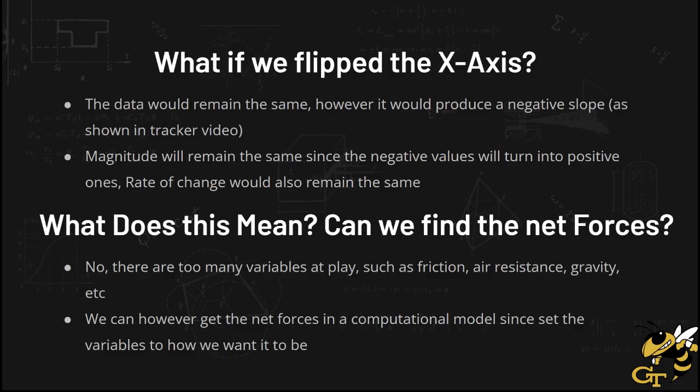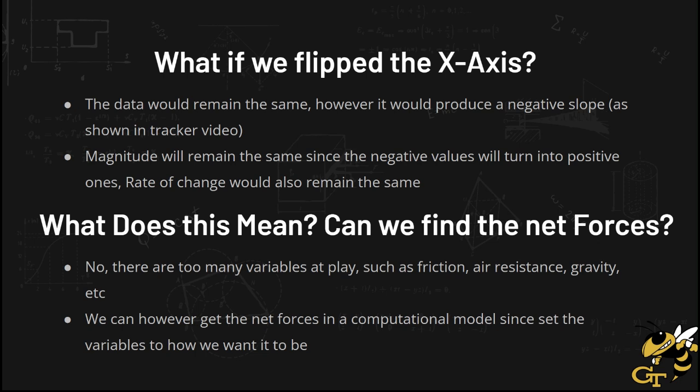Now, what if we flip the x-axis? The data will remain the same, however, it will produce a negative slope as shown in the Tracker video. Remember from earlier in the video when I showed you the Tracker experiment and how the graph produced a negative slope, and that was mainly because we had the video flipped. That's how it would look if we had flipped the x-axis. Also, the magnitude will remain the same since the negative values are just the positive ones turned around. Because of that, the rate of change will also remain the same.